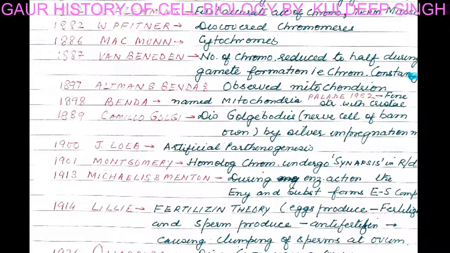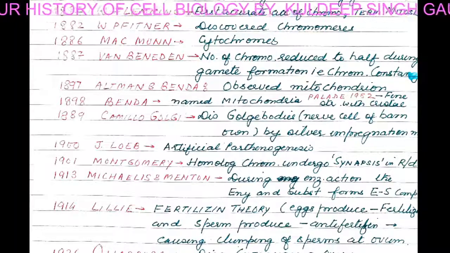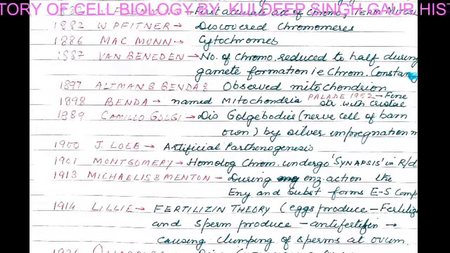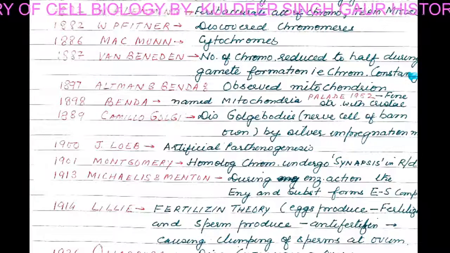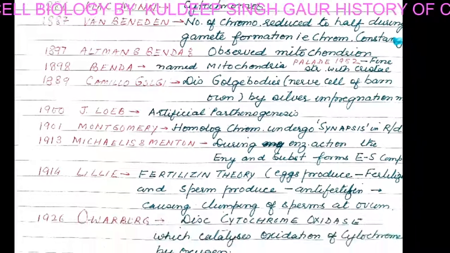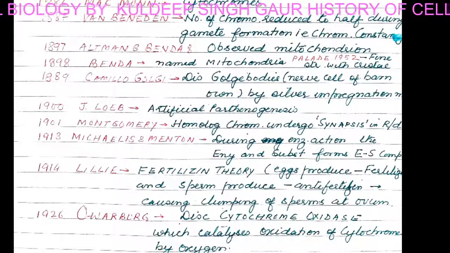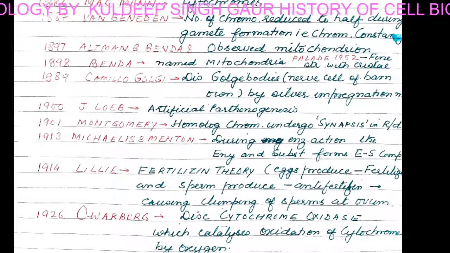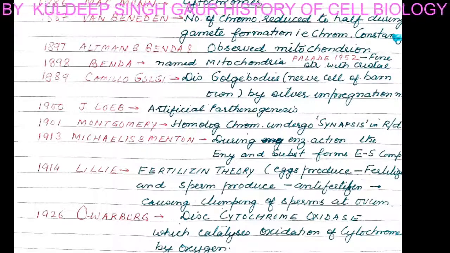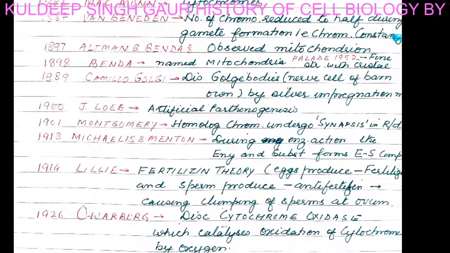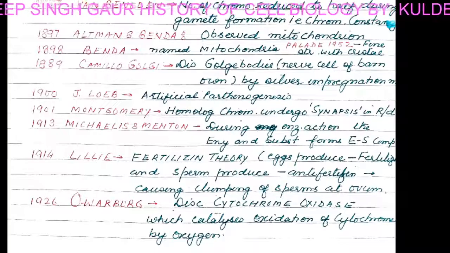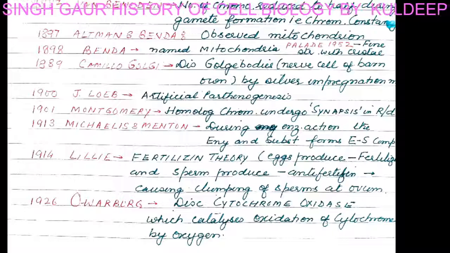Palade in 1952 described cristae which are present in mitochondria, and Camillo Golgi in 1889 discovered another very important organelle in the nerve cell of barn owl by silver impregnation into the cell. In 1900, J. Loeb was able to perform artificial parthenogenesis. 1901, Montgomery said that only the homologous chromosomes undergo synapsis in reduction division, not the whole.